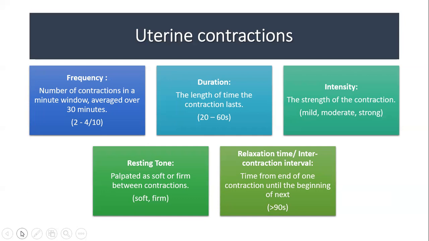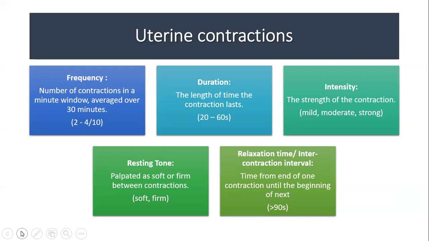Your duration of your contractions, you want roughly about 40 to 60 seconds. If you're having contractions that are lasting more than 90 seconds, so going to 2 minutes, it's lasting too long. And if it's lasting more than 2 minutes, you have a hypertonus, which could be detrimental to fetal oxygenation. You want the intensity to be moderate or strong.